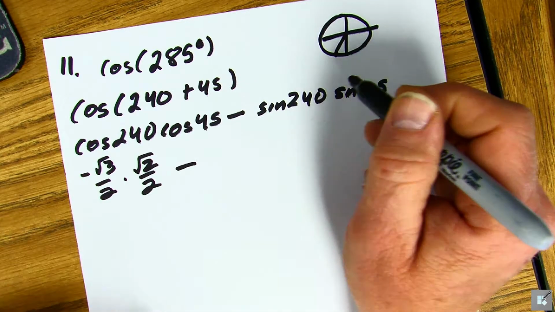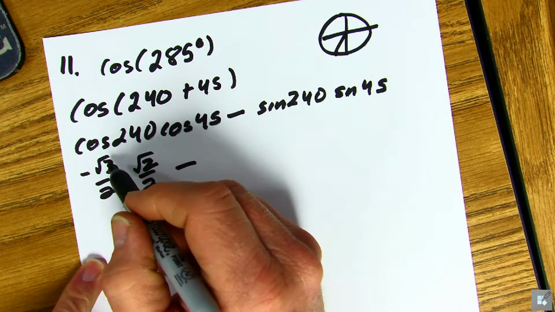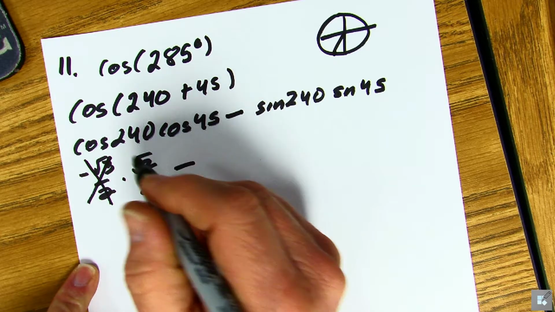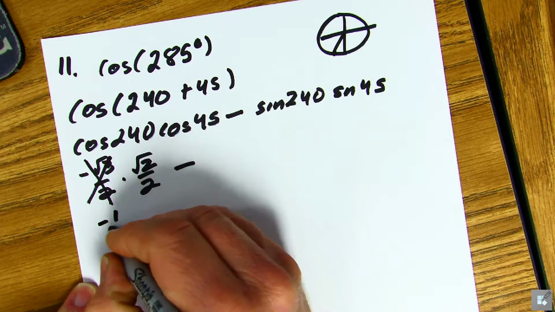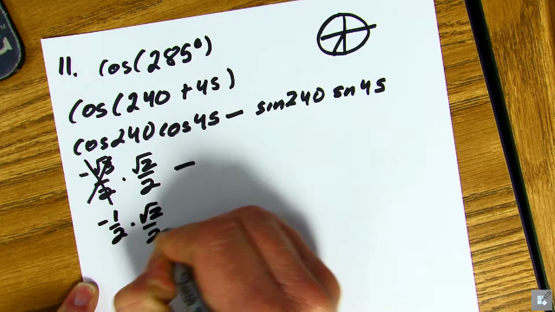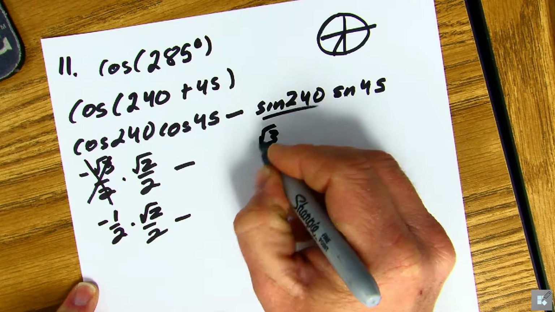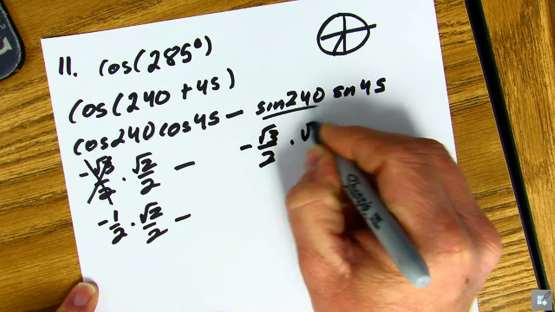Ooh, you know what? That's a full class ticket right there, folks. That's a full class ticket. Cosine is not the y value, but the x value, so that should be negative 1/2 times square root of 2 over 2 minus the sine of it is going to be square root of 3 over 2 negative times square root of 2 over 2.